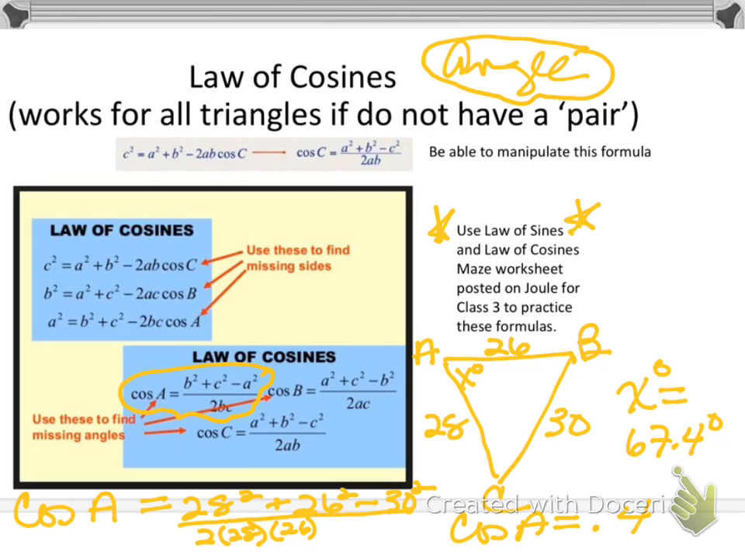I would highly recommend you go through this maze worksheet and get comfortable using these equations. I will always give you the equations. You need to know how to manipulate them. I'll give you the versions for both sides like this and angles like this, and you'll have to know how to manipulate them. We're going to go on to something else in 3-4 on the next slide.